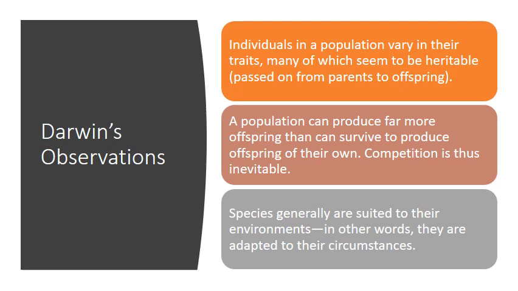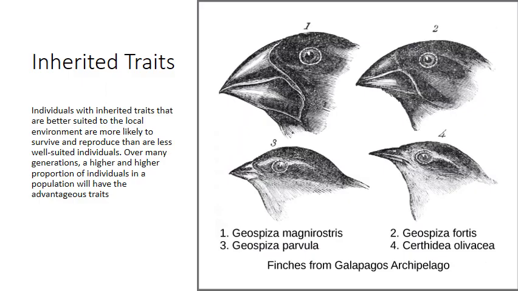They're passed down. A population can produce far more offspring than can survive. Competition is inevitable. Except apparently among people, we just don't kill anyone off. But competition in the natural world happens all the time. And species are suited to their environments. They're adapted to their circumstances. He noticed all these things. So from that he said, individuals with inherited traits that are better suited to the local environment are more likely to survive and reproduce than less well-suited ones. That is, if you're super good at reproducing or super good at getting resources, you're going to survive. Like, really just makes sense, right?